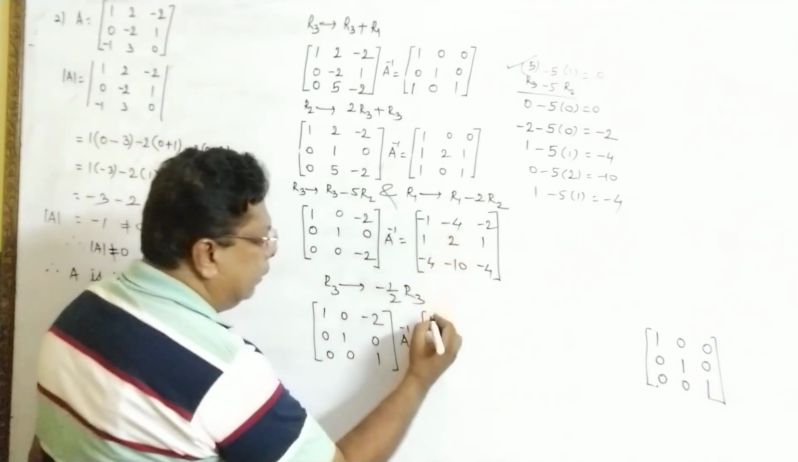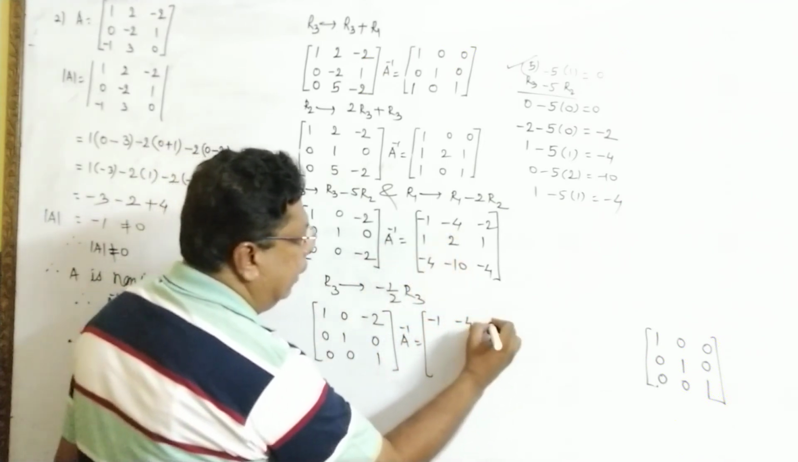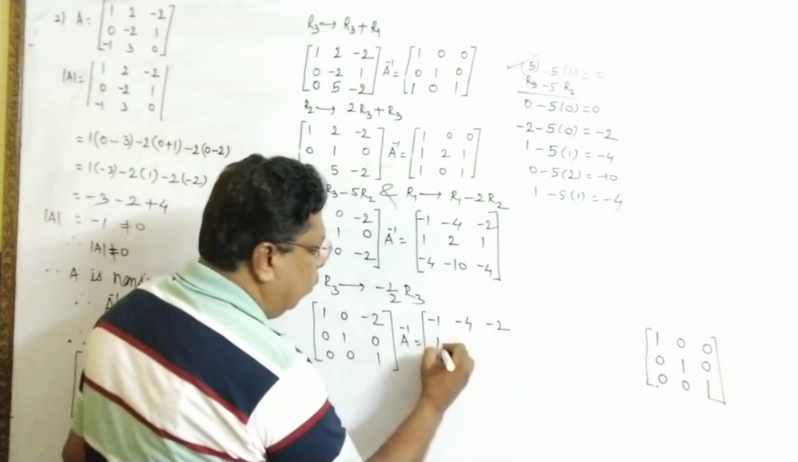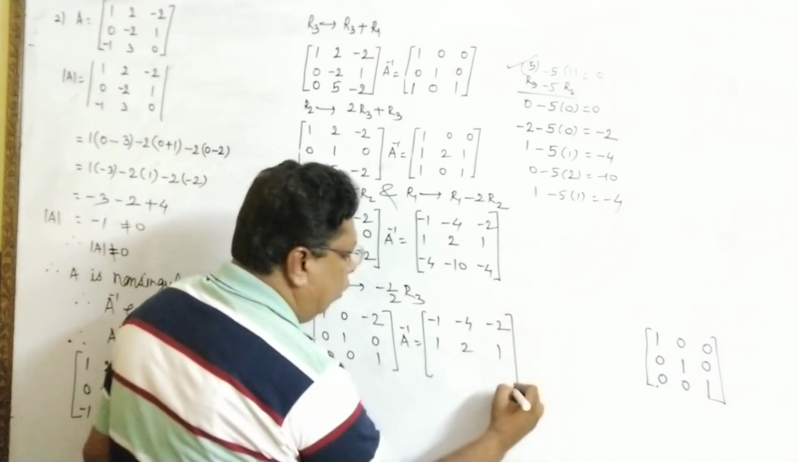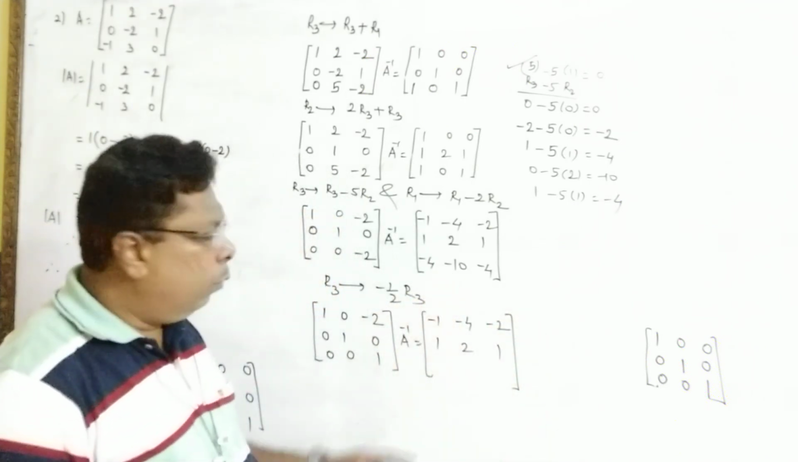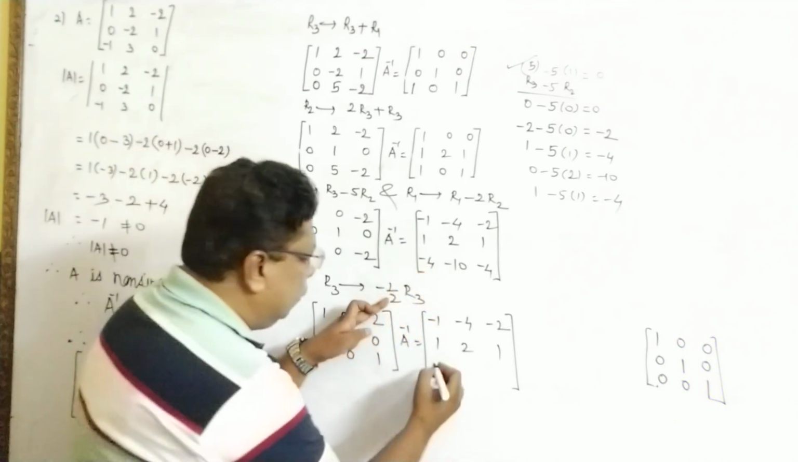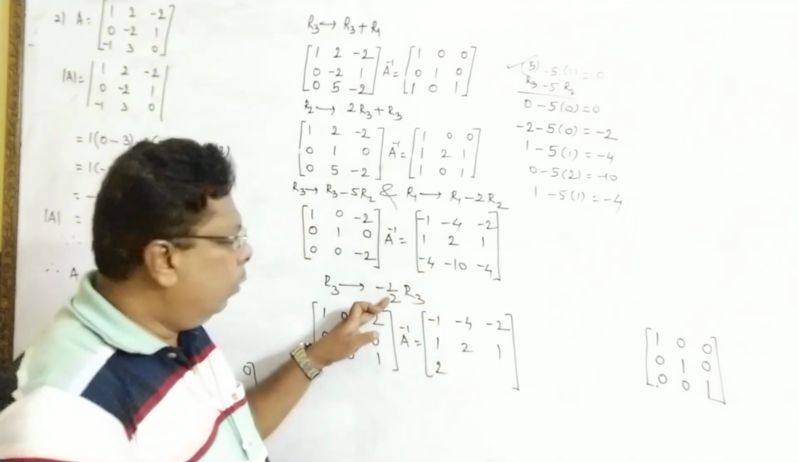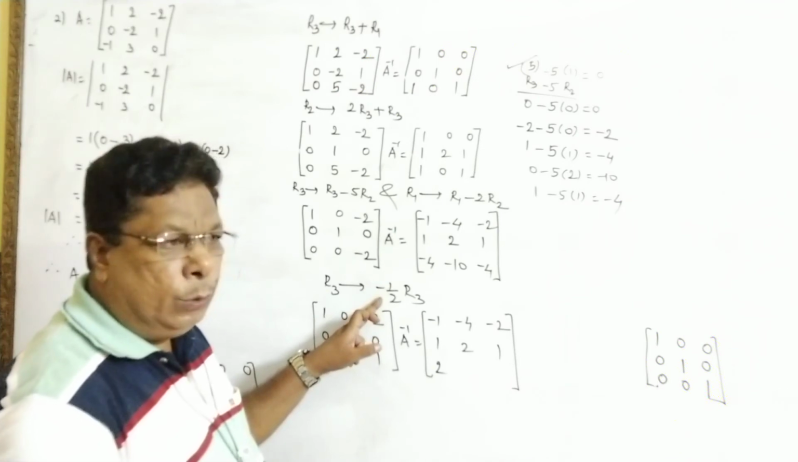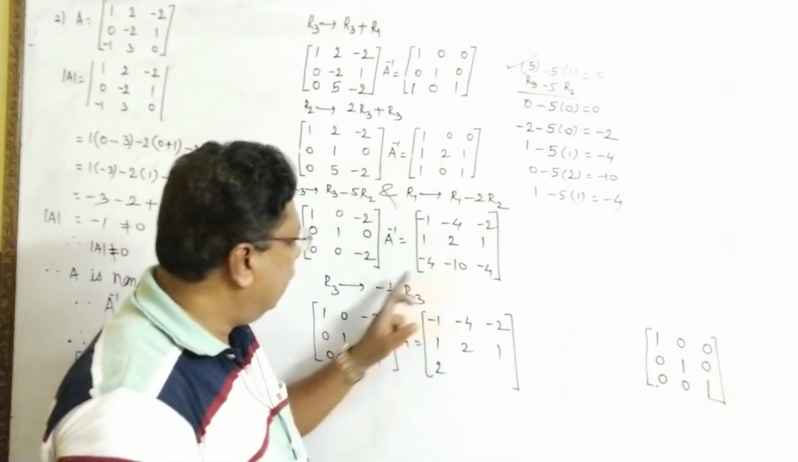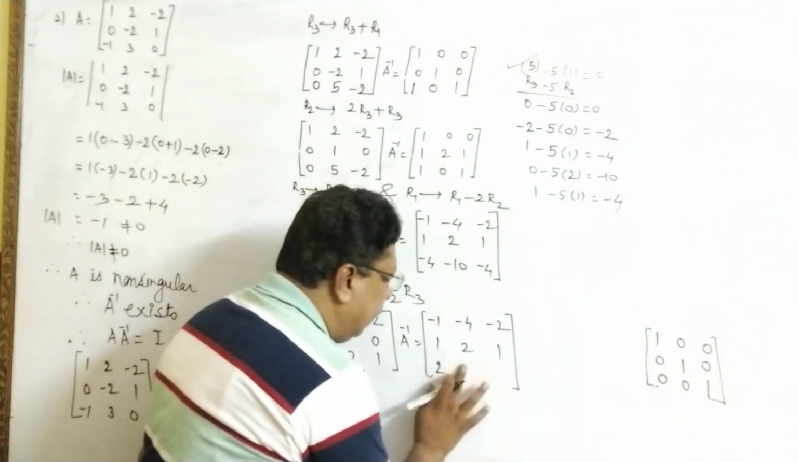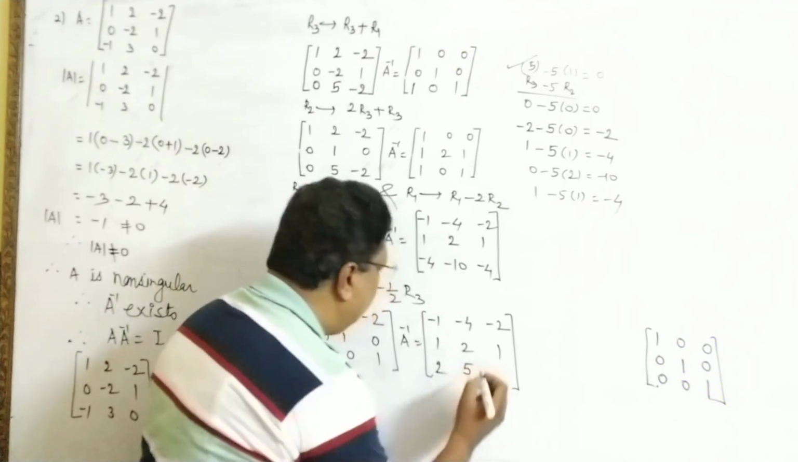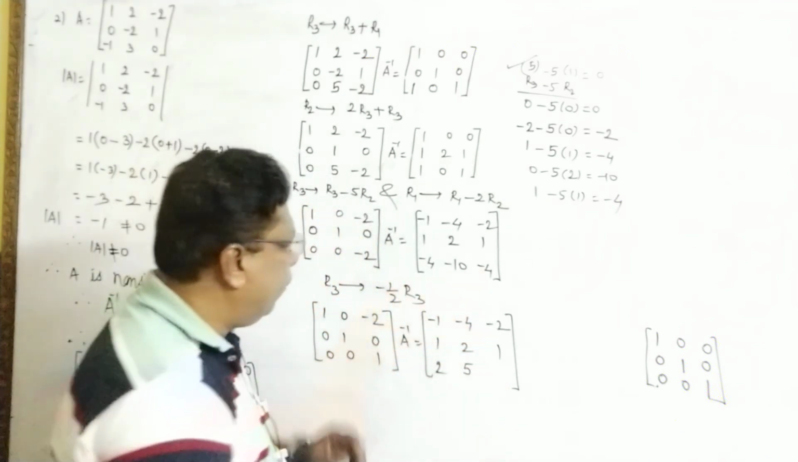No change in the first and second row. Minus 1 minus 4 minus 2, 1 2 1. Now divide by minus 2 to the third row. Minus 4 upon minus 2 is 2. Minus 10 upon minus 2 is 5. 2 5s are 10. Minus 4 upon minus 2 is 2.